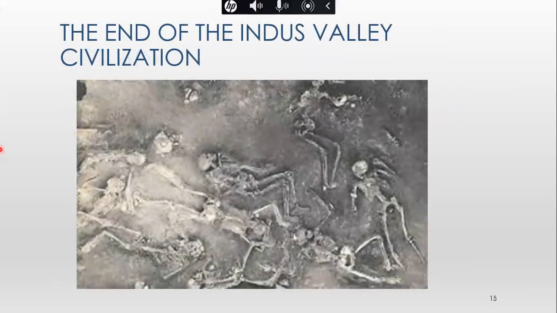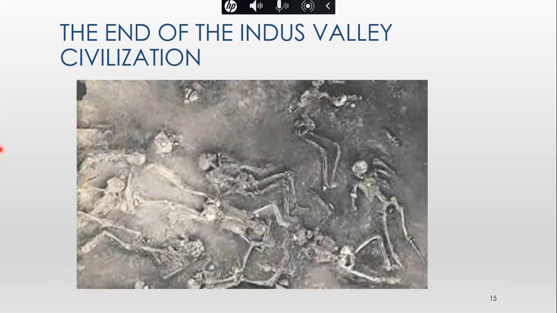So the next topic is the end of the Indus Valley civilization. We have read about the end of the Mesopotamian. We have read about the end of the Egyptians. Now is the time for the end of the Indus Valley civilization. Every civilization ended for a different reason, so let's see what the end of this civilization was.